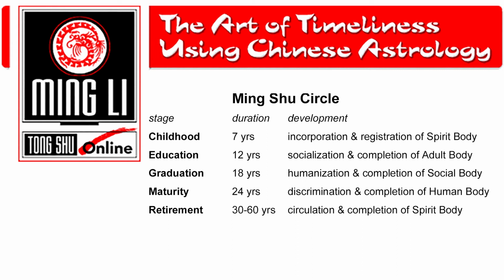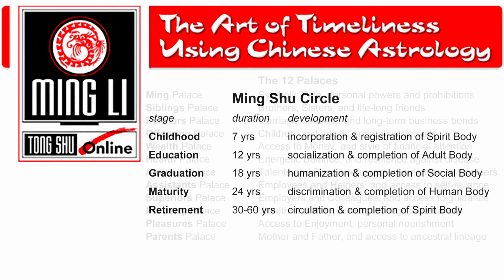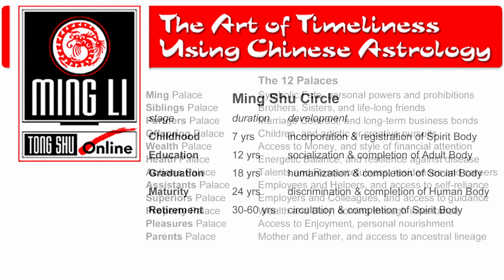The third era, graduation, lasts 18 years, from about age 18 through age 36, and includes humanization and completion of the social body. The fourth era, maturity, lasts 24 years, from about age 36 through age 60, and includes discrimination and completion of the human body. The fifth era, retirement, lasts 30 to 60 years, from age 60 through death and burial, and includes circulation and completion of the spirit body.